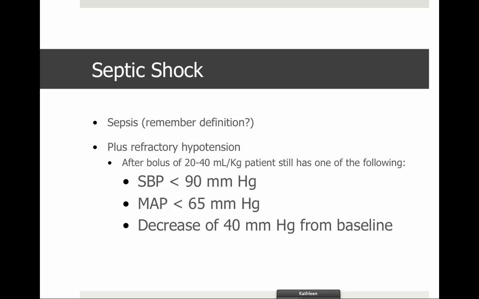Remember the definition, plus refractory hypotension. After bolus of 20 to 40 mLs per kilogram, patient still has one of the following: a systolic blood pressure of less than 90, a MAP of less than 65, and a decrease of 40 millimeters of mercury from baseline of blood pressure.